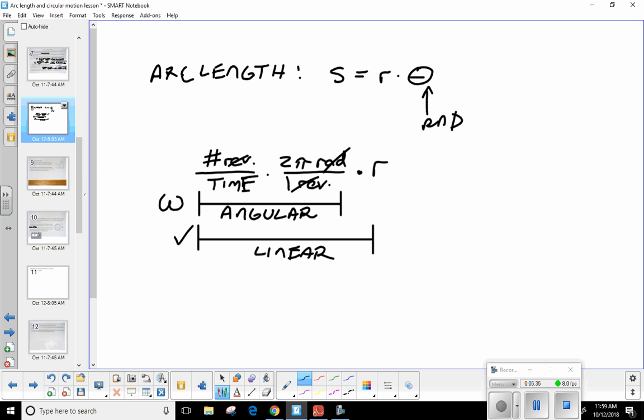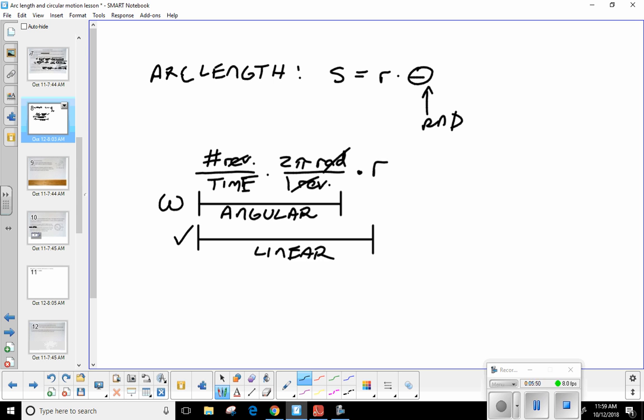So we see omega, that curvy w, we'll say that's angular. That's the rate at which the angle is increasing with respect to time. If we see v, that's our linear speed. That is the actual speed an object is moving in a circle.